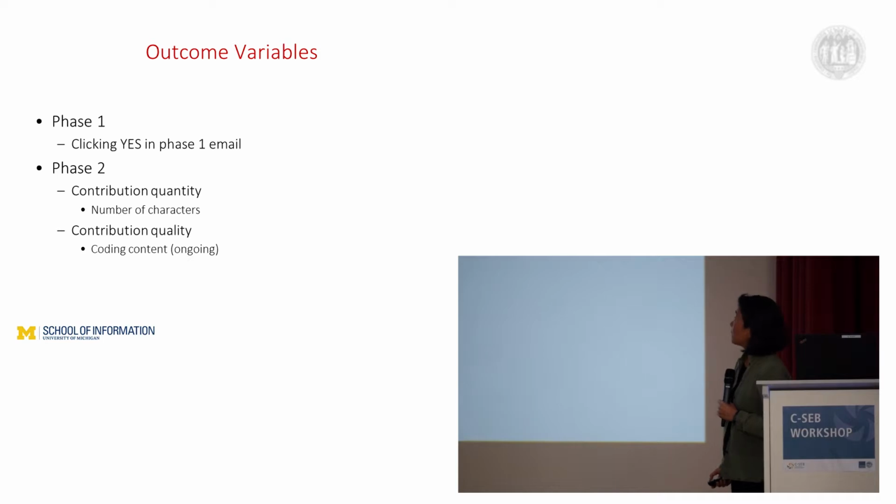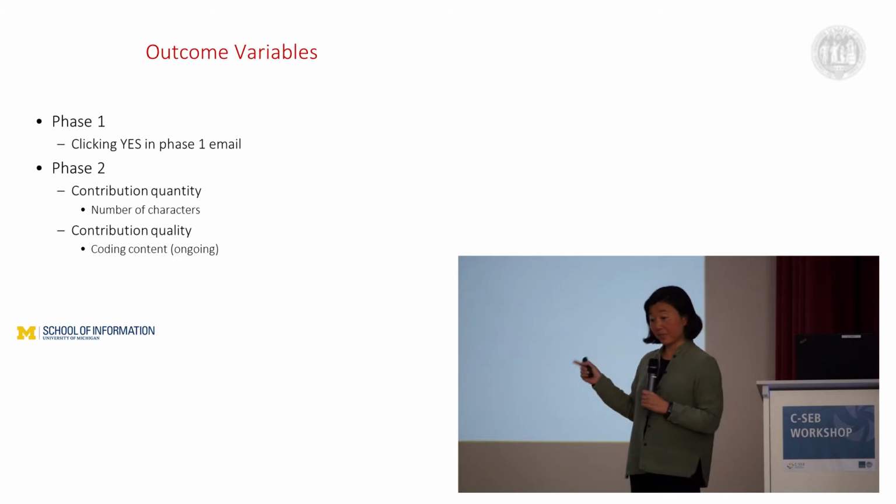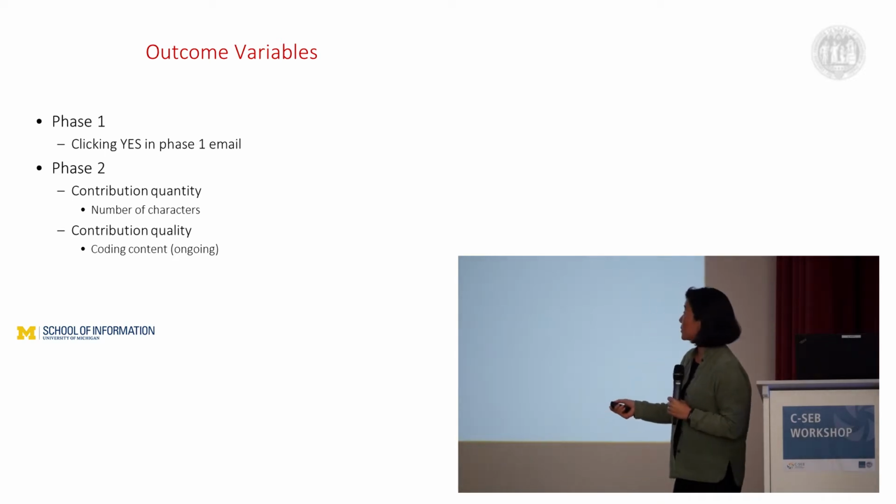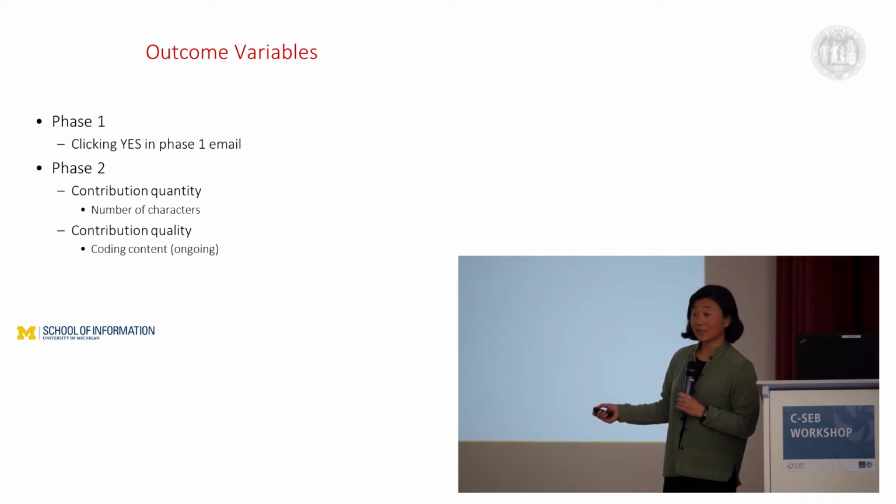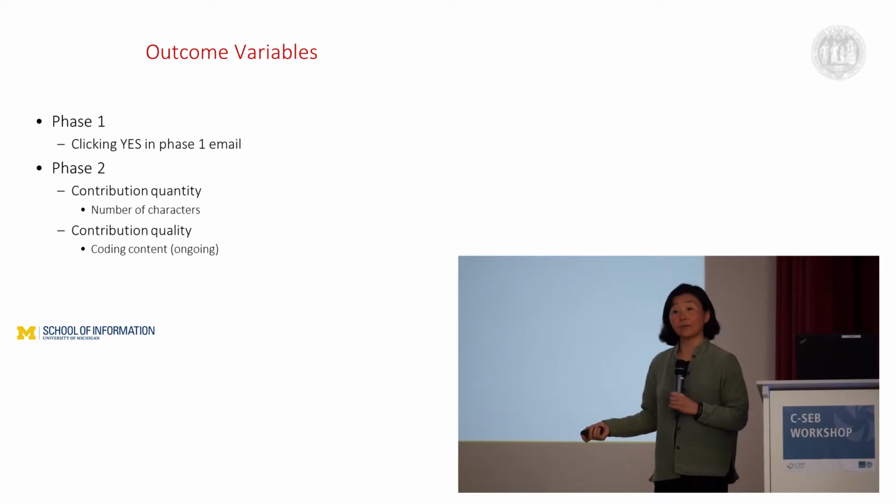So for the outcome variables, in phase 1, we're just going to look at how many people click yes. And then for phase 2, we're going to look at contribution quantity in terms of character counts, and also contribution quality. That I'm not able to present today because the coding is still ongoing. Okay.